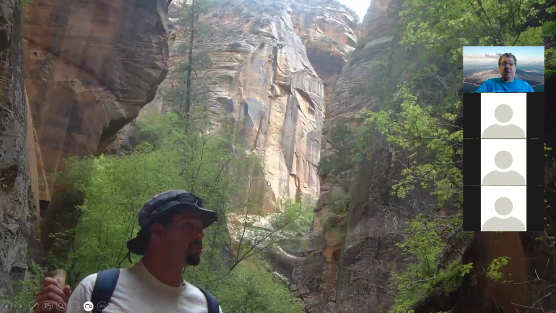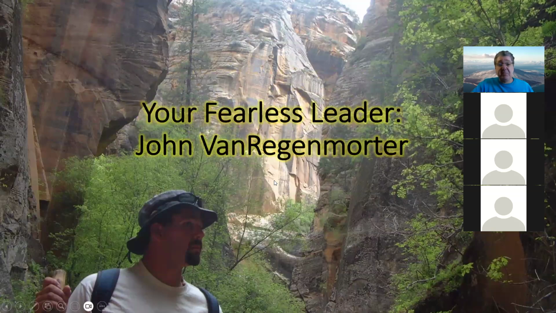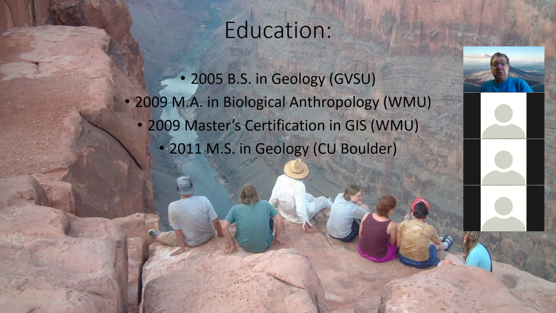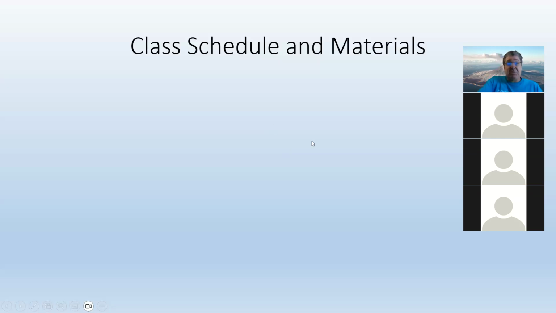So here I am, your fearless leader, John Van Regenmorter. You can just call me John or Professor V or whatever you're comfortable with. We're fairly informal in this class here. A little bit about me. I got my bachelor's degree at a little place down the street called Grand Valley State University. Perhaps you've heard of it. And then I've earned a collection of master's degrees in anthropology, GIS, that's the stuff that runs Google Earth, Google Maps, and of course in geology as well, which is why I'm teaching you geology. Right? So let's get right into the course details here.